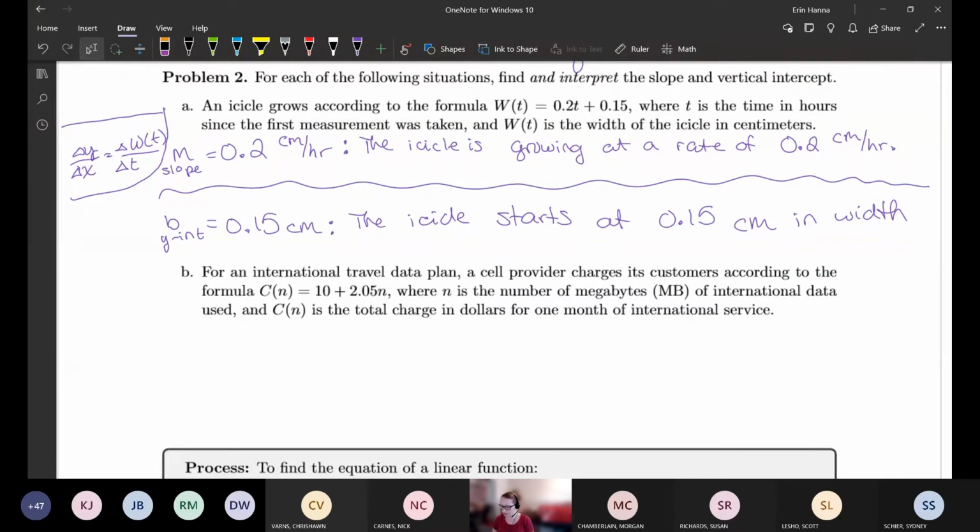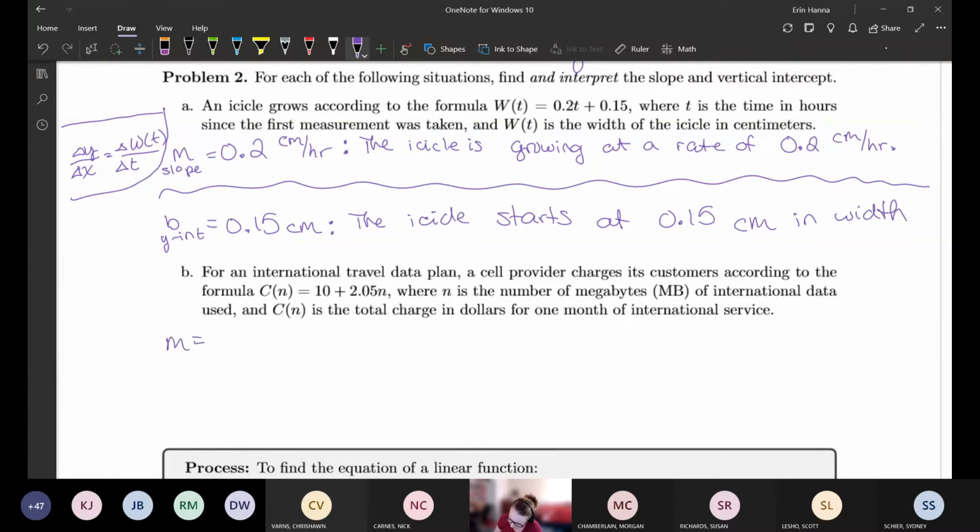All right, so let's do the same thing with a slightly different situation. We've got an international travel data plan. A cell provider charges its customers according to the formula 10 plus 2.05n. n is the number of megabytes of international data used, and C of n is the total charge in dollars for 1 month of international service. We're only going to focus on 1 month here so that we just need to worry about that set equation.